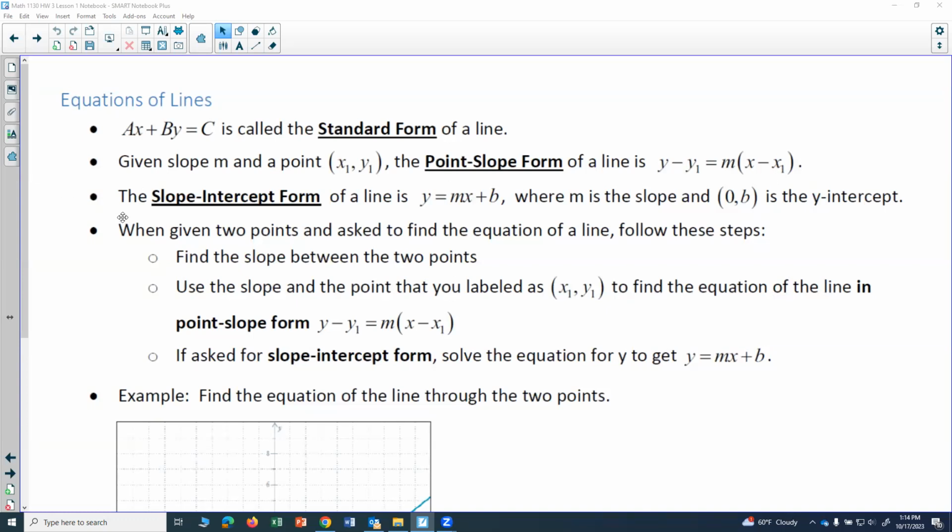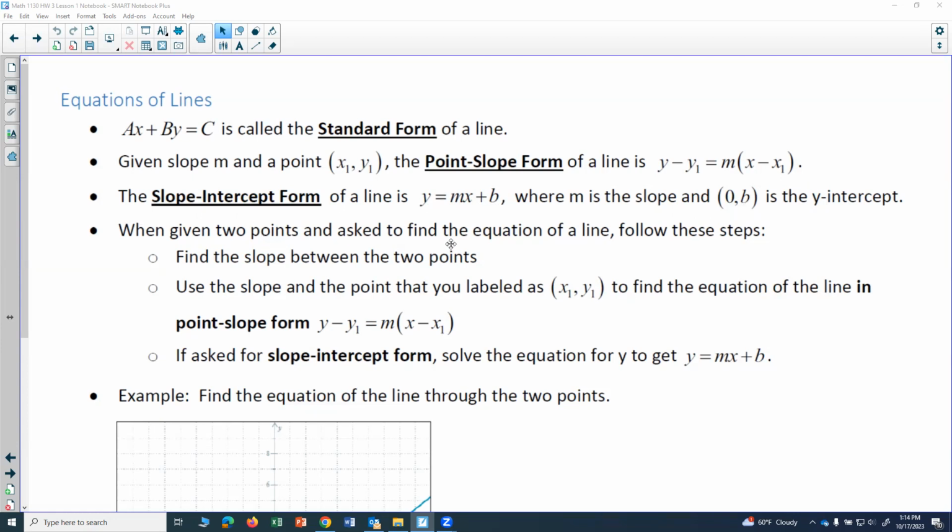And lastly, the slope-intercept form of a line is y equals mx plus b, where m is the slope and the ordered pair (0, b) is the y-intercept. So you can just look at that form of the line and figure out the slope right away. It's the number attached to x, and the y-intercept, which is the plus b.